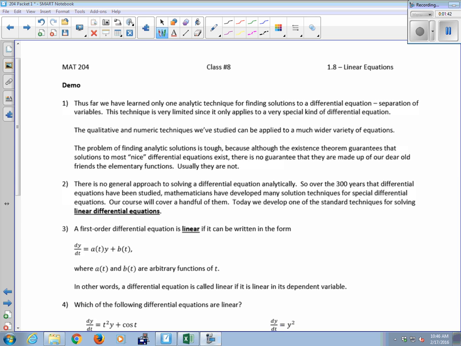And today we're going to develop one of the standard techniques for solving a linear differential equation. And this is handy because in Calc 1, you learn how to linearize things. So even when you have nonlinear differential equations, you typically can linearize, apply this technique, and at least get a good approximation of a solution on a small interval.